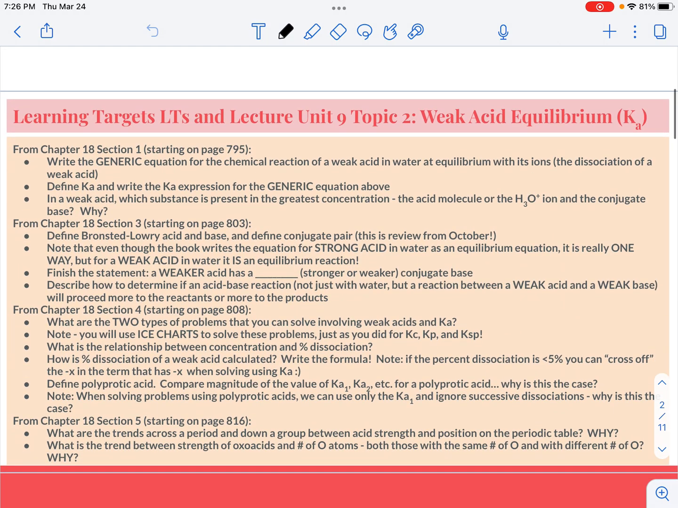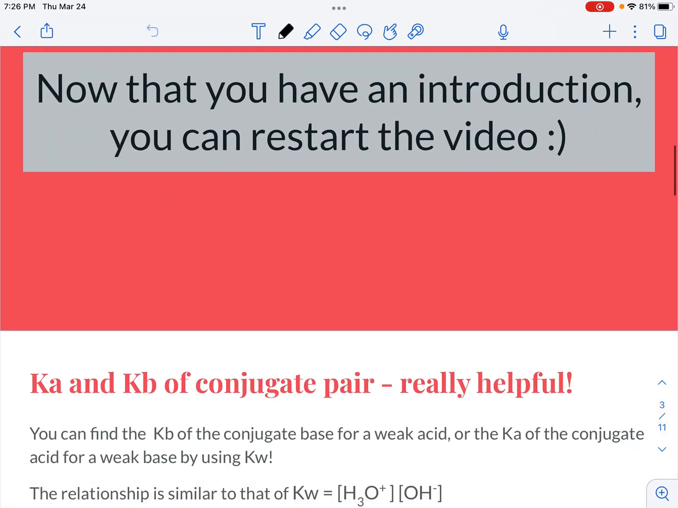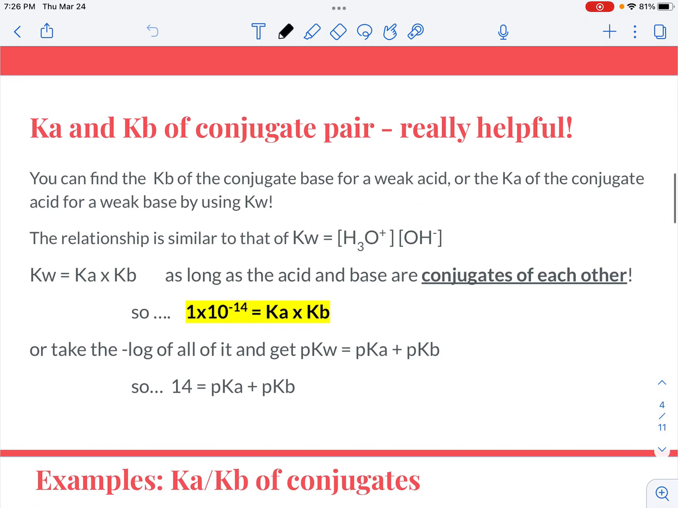So the learning targets are here. If you haven't done them yet, please make sure that you get yourself started with this, and then I'll have some examples and a few things to add as you watch this lecture. So when you're ready, go ahead and stop the video and restart it. Okay, so let's see what we can do.